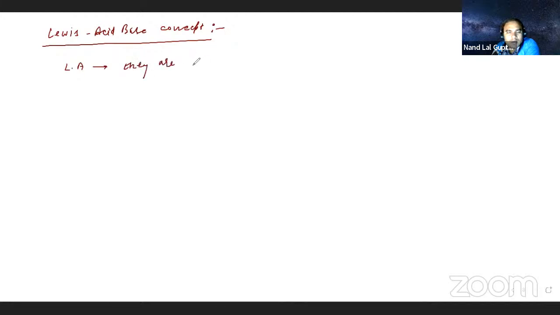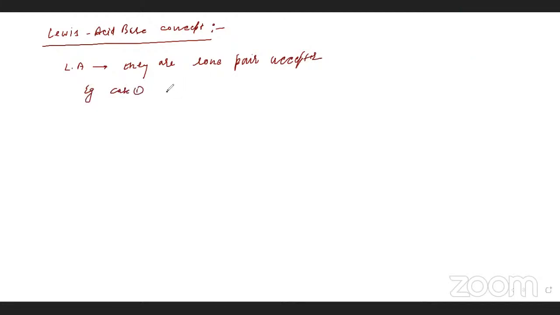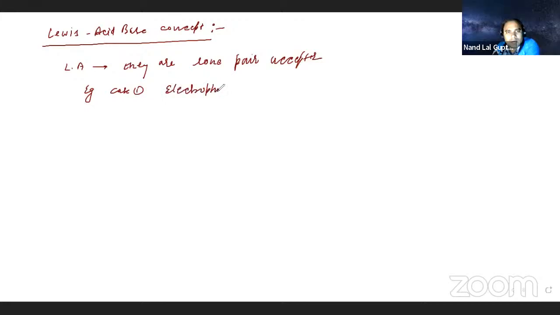They are lone pair acceptor. This is case one. Electrophile: whatever the electrophiles are there, electrophiles are Lewis acids. Like CH3 plus.